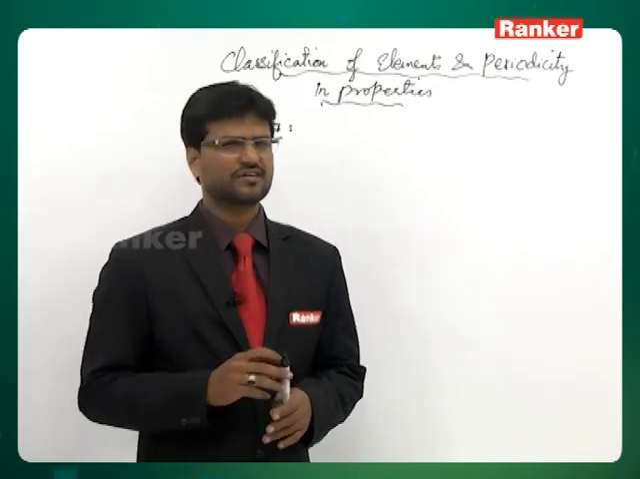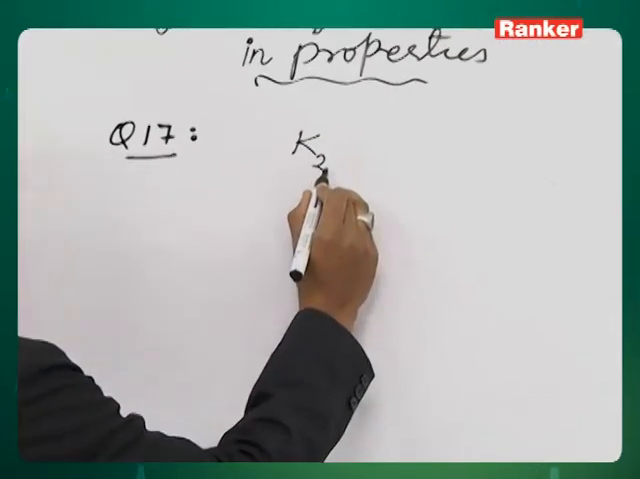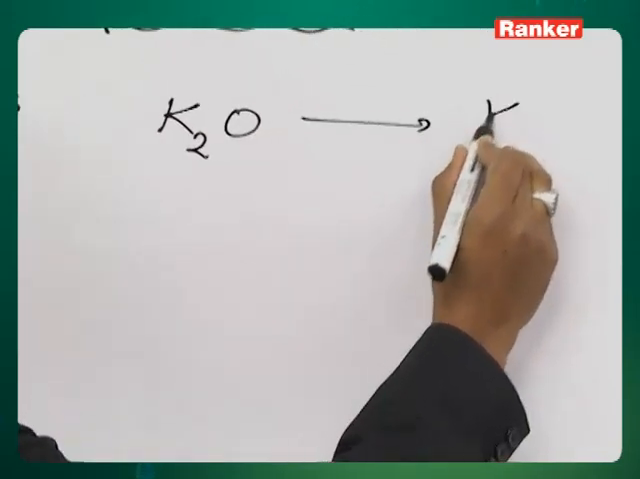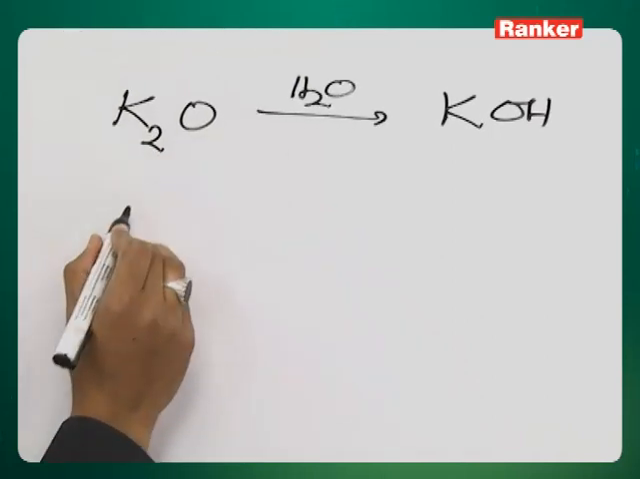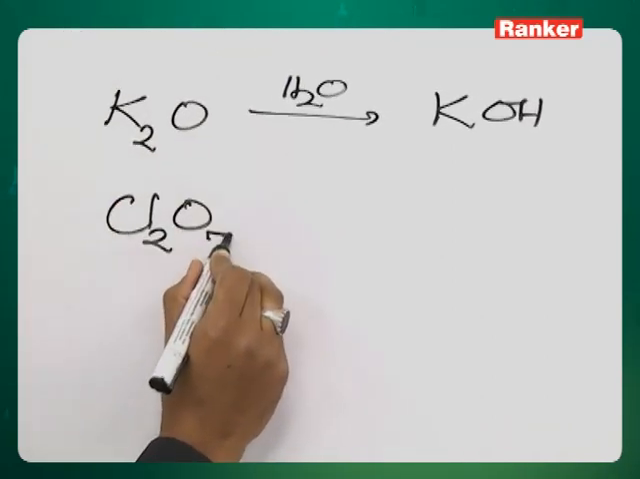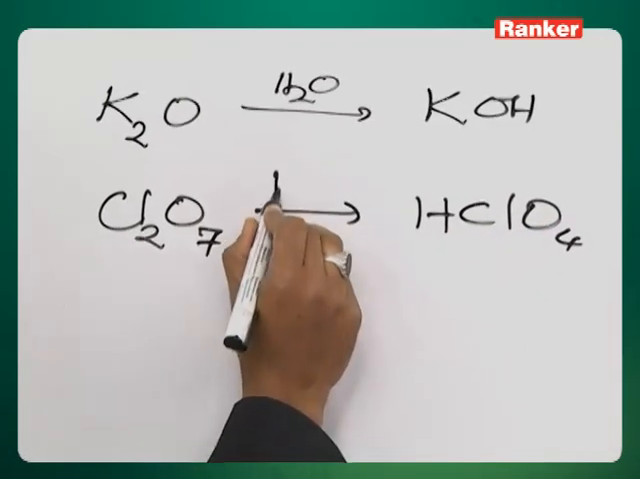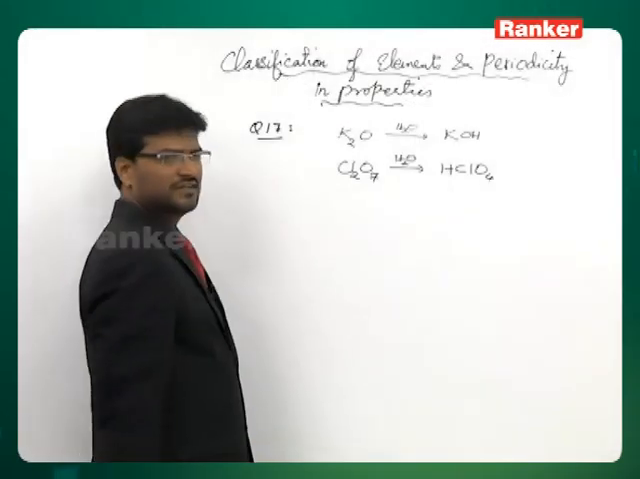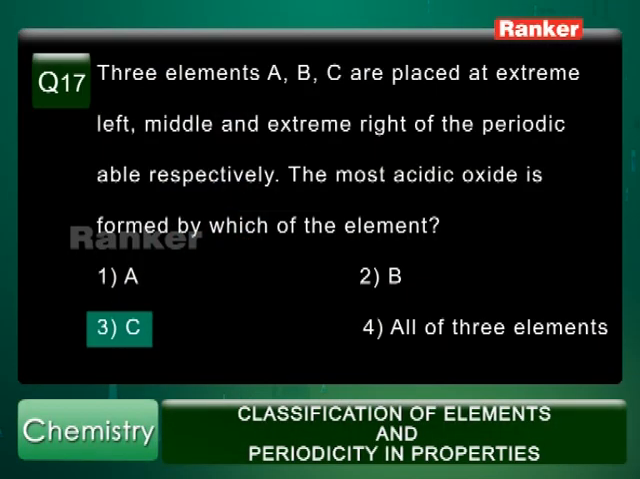So at the extreme left you have strongly basic oxide and on the extreme right you have strongly acidic oxide. For example, in the extreme left you will have K2O, which will give potassium hydroxide when dissolved in water. So this is a basic oxide. On the extreme right you have Cl2O7, which will dissolve in water to give perchloric acid, which is a very strong acid. So the correct answer for this question is option 3, that is C. C, which is on the extreme right, will form most acidic oxide.